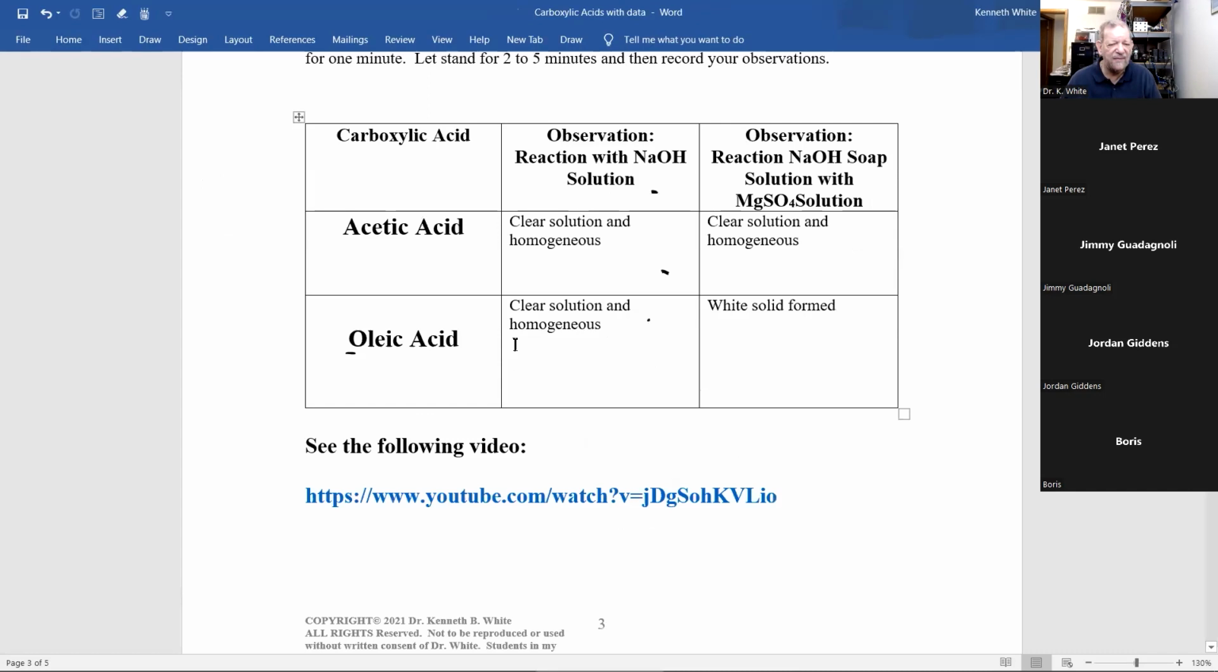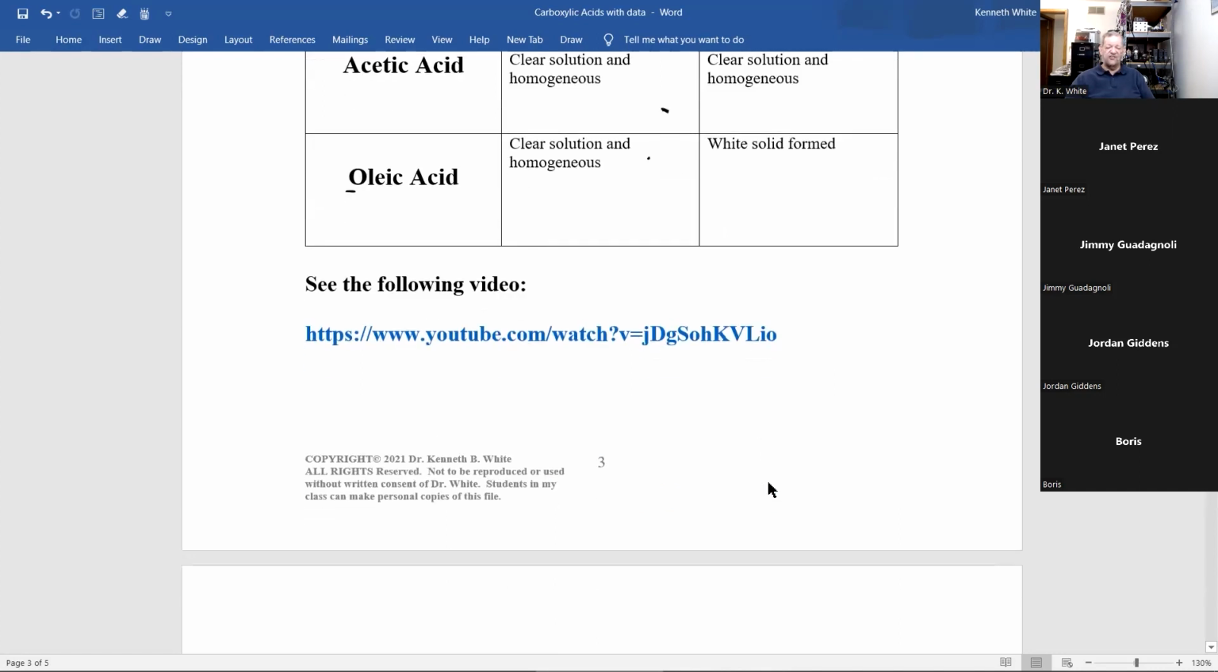If we go back, you'll see for the acetic acid, when you react it with base, it's clear, homogeneous solution, same throughout. And when you react it now with the magnesium sulfate solution, it's still clear and homogeneous. But the oleic acid is larger. You got to look up how many carbons. With base, you get a clear, homogeneous solution. When you add now the magnesium sulfate, you get a white solid. And you'll see that in this video.